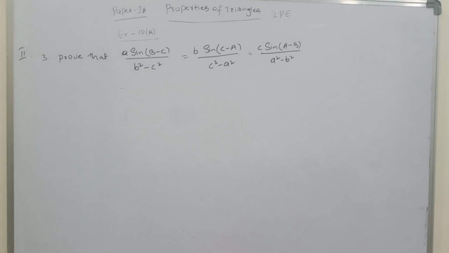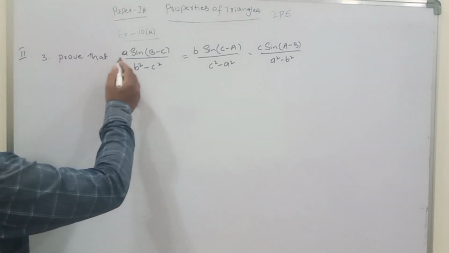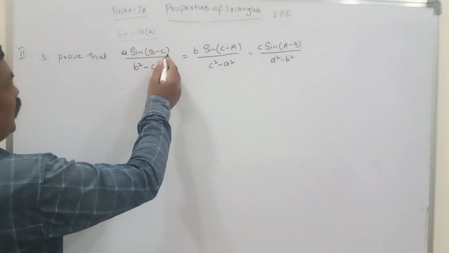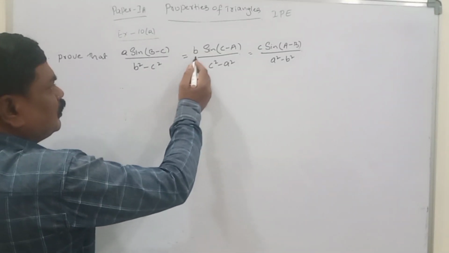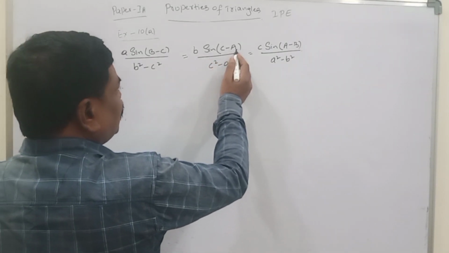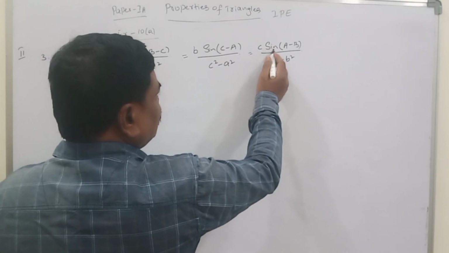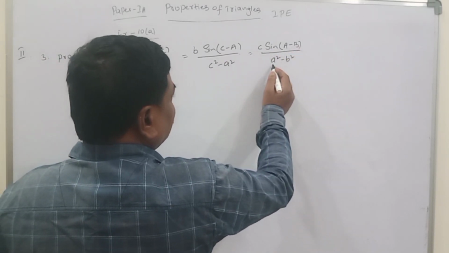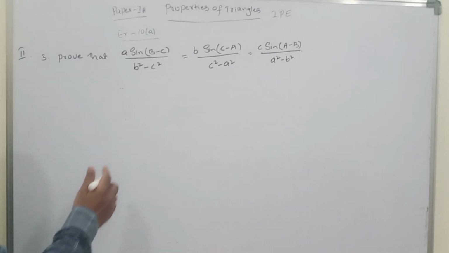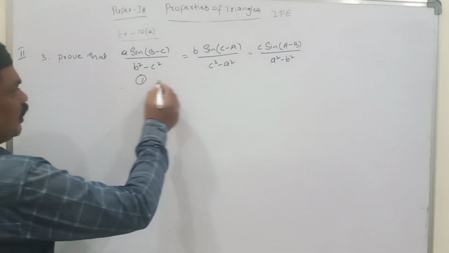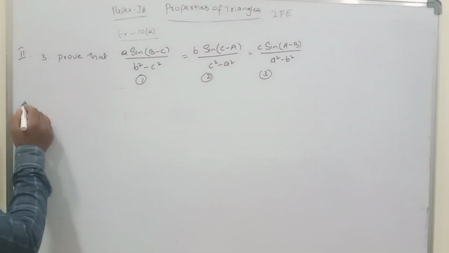Dear students, here third problem: prove that a sine(b minus c) by b square minus c square equals b sine(c minus a) by c square minus a square equals c sine(a minus b) by a square minus b square. So we have to prove that this is 1 and this is 2 and this is 3. Okay, all of you.